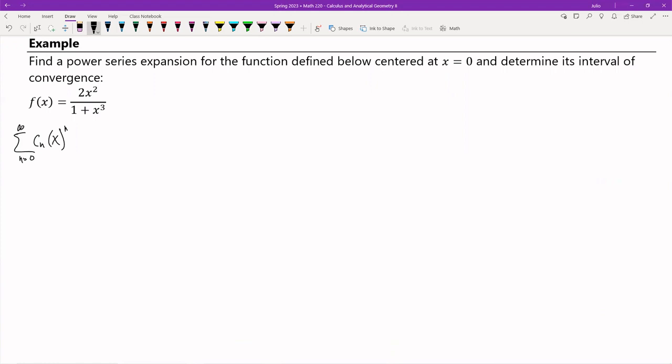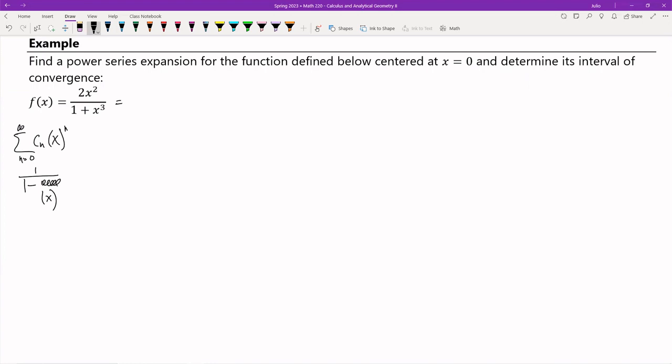We have to cook something up here so that we get something like this. So that means we have to reduce this somehow, or do something to it, so that something like 1 over 1 minus, and then stuff that has just x in there, shows up. Okay, so here's the modification, the manipulation for this function to get us there.